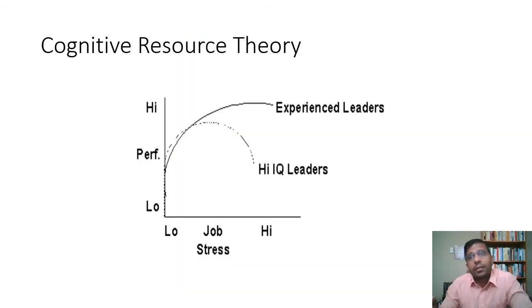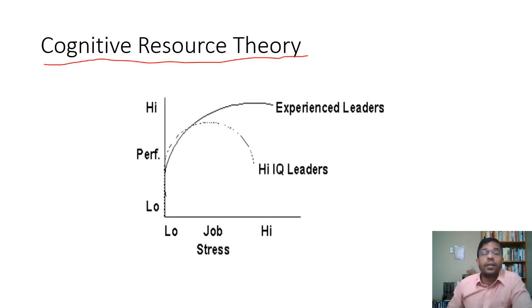Now, this does not mean that high intelligence is always going to be helpful in leadership positions. In fact, there is evidence that in certain situations, high IQ may not come of much use to you in enhancing your performance. This is explained well in the cognitive resource theory. So intelligence, according to this theory, is considered like a resource. Money, for example, is a resource, right? Raw materials are resources. So let's take the example of money.